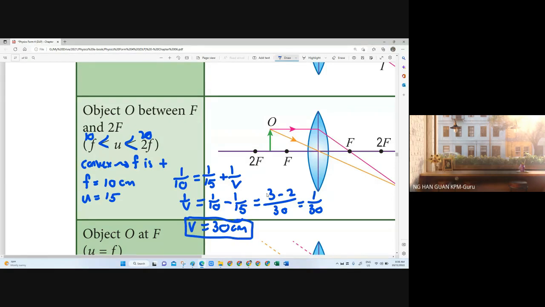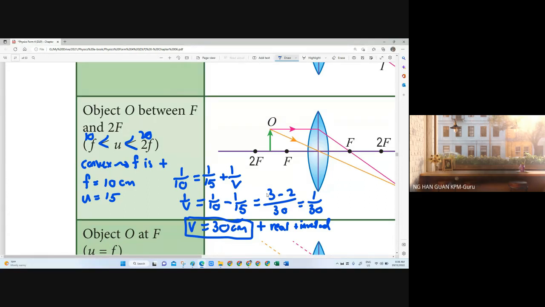From the V result, we know that it's a positive V. Positive means it is for the rear, the rear image. When it's rear, it must be inverted. So at least we know the traits already.